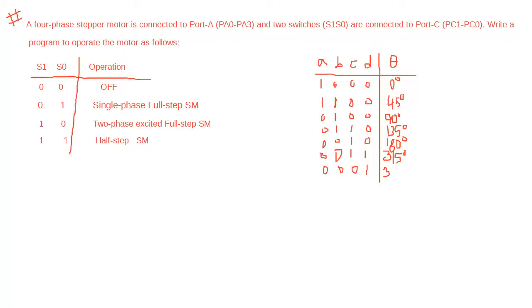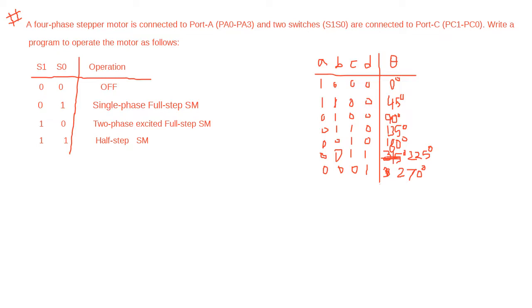0°, 45°, 90°, 135°, then 180. After 180 it's not 315. After 180 it will be another 45, so it will be 225°, and then another 45 it will be 270. Yes, okay, it's fine.